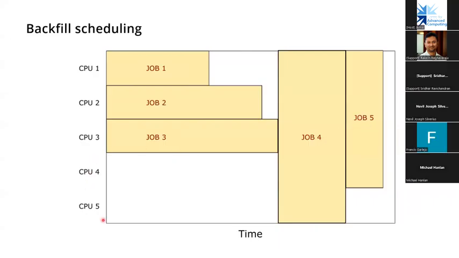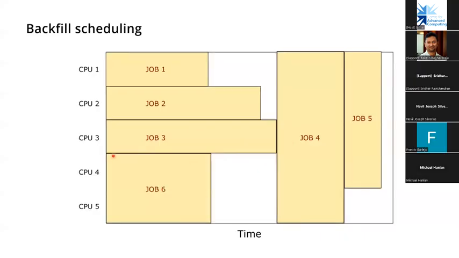Then SLURM looks through backfilling, trying to find jobs that can run in this particular area, within these resource limits. So if a job 6 comes in with this size and shape, it can run right now because those resources are otherwise getting wasted. So the backfill scheduling algorithm kicks in. This runs at regular intervals, and it schedules jobs in a way that increases the utilization of the system.